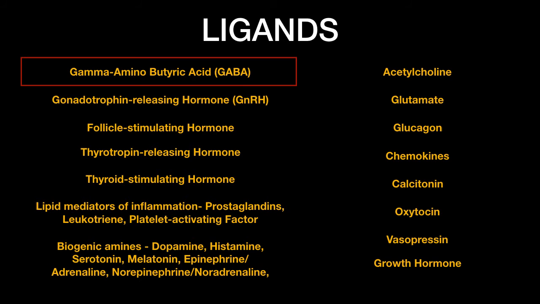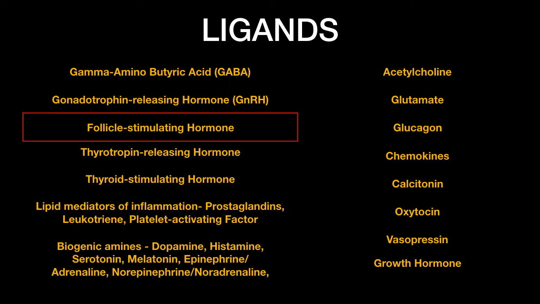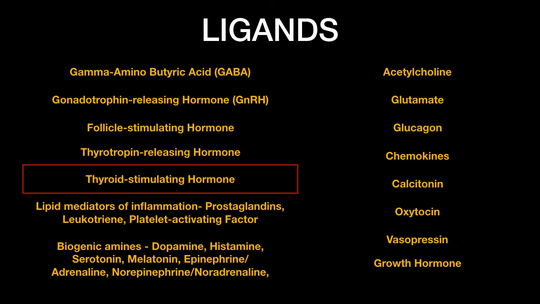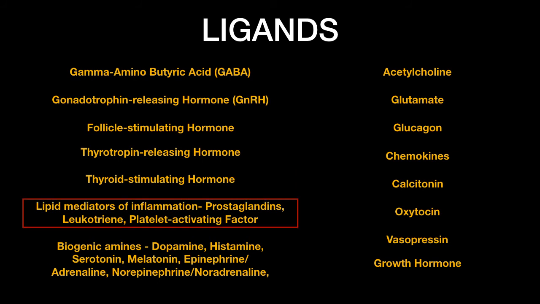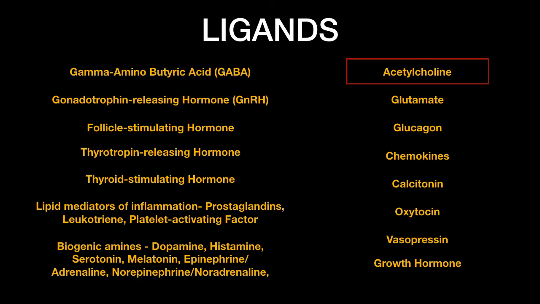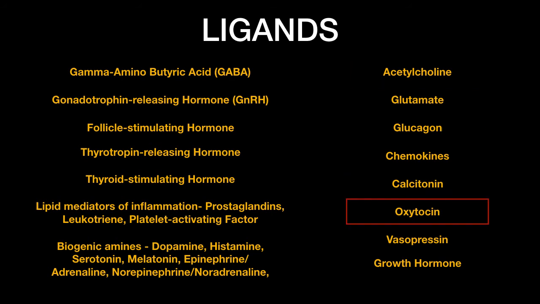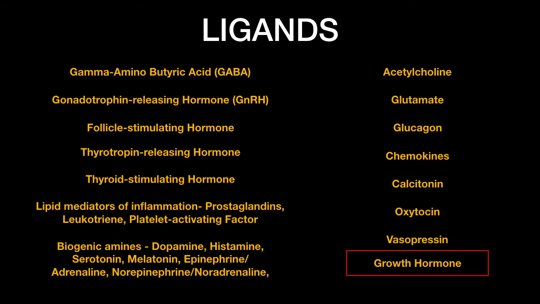GABA, that is gamma aminobutyric acid, gonadotropin releasing hormone, follicle stimulating hormone, thyrotropin releasing hormone, thyroid stimulating hormone, lipid mediators of inflammation like prostaglandins, leukotrienes, platelet activating factor, biogenic amines like dopamine, histamine, serotonin, melatonin, epinephrine or adrenaline, norepinephrine or noradrenaline, acetylcholine, glutamate, glucagon, chemokines, calcitonin, oxytocin, vasopressin, and growth hormone. These are the most important ligands that bind to GPCR.